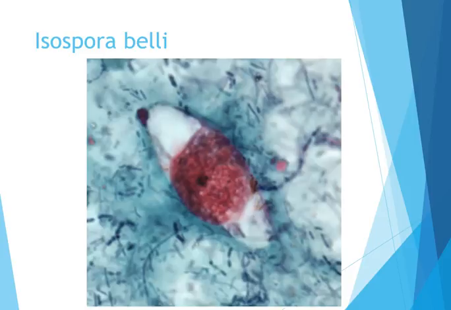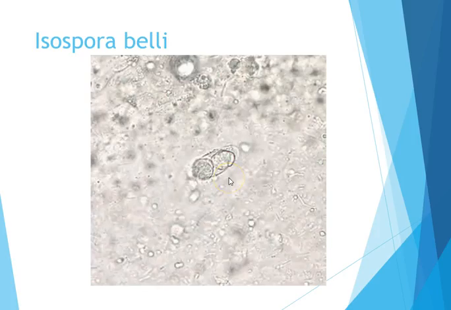And also, notice this is a modified acid-fast stain. This is used to identify Isospora and Cryptosporidium. So the organism will be hot pink. And this is the 2 sporozoites in the organism.